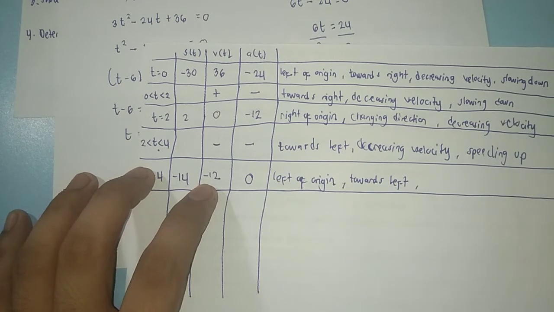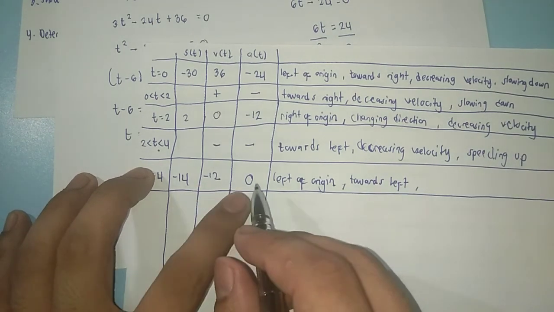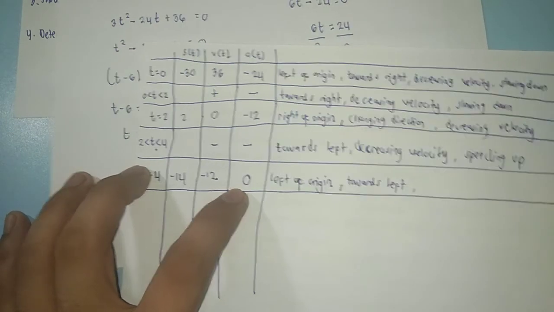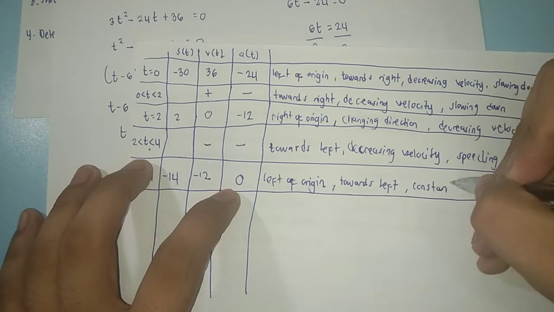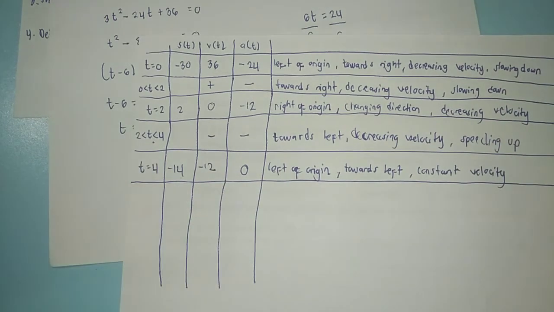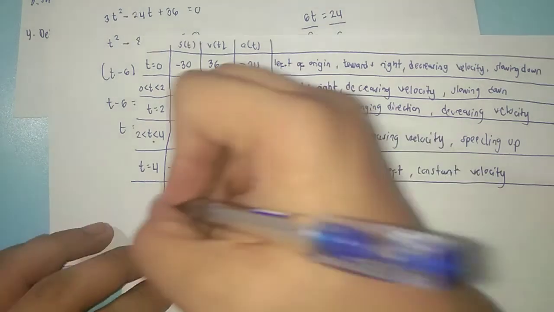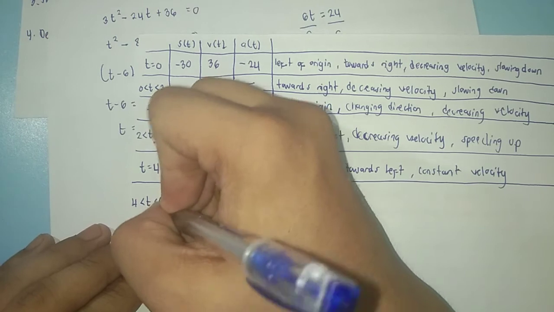And then, we have constant velocity. Kasi 0 yung acceleration. Di ba kapag 0 yung acceleration, constant yung speed, constant yung velocity. So, constant velocity. Okay? So, next, between 4 and 6.